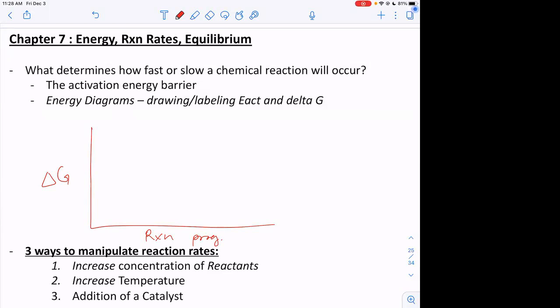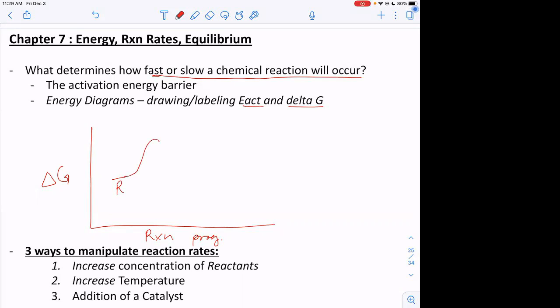What determines how fast or slow a reaction occurs is whether they have enough energy to clear the activation energy, and then whether the molecules hit with the right orientation. Okay, efficient collisions, that's what we said. But the way you draw the energy diagram, labeling activation energy and delta G, you always have some sort of energy level for your reactants, and then you always have some sort of peak.